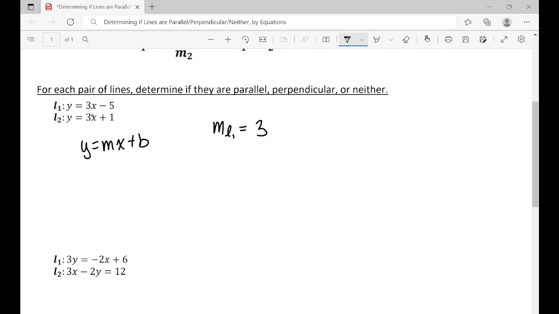And the slope for the second line, which is right here because it's also in mx plus b form, is also 3. So the slope for line 2 is 3. Since the numbers are equal, we can say that these lines are parallel lines.